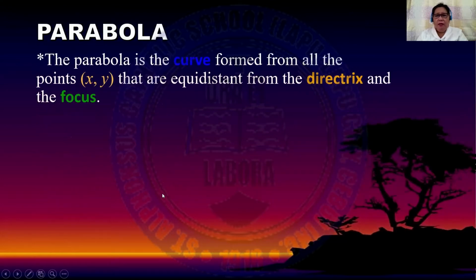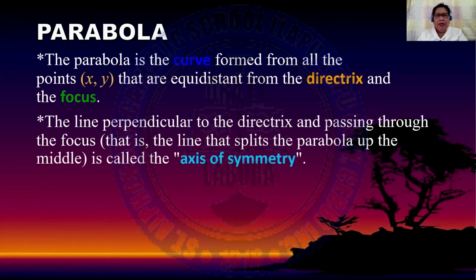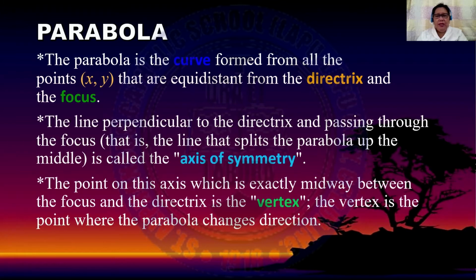The parabola is a curve formed from all the points with coordinates x, y that are equidistant from the directrix and the focus. The line perpendicular to the directrix and passing through the focus, that is, the line that splits the parabola up the middle, is called the axis of symmetry. The point on this axis, which is exactly midway between the focus and the directrix, is the vertex. The vertex is the point where the parabola changes direction.